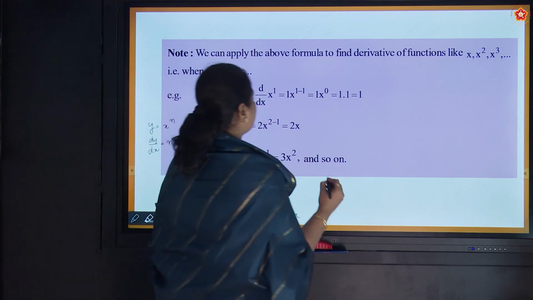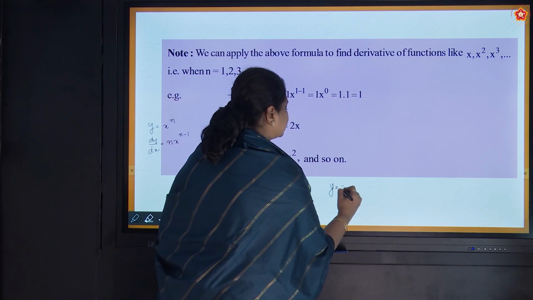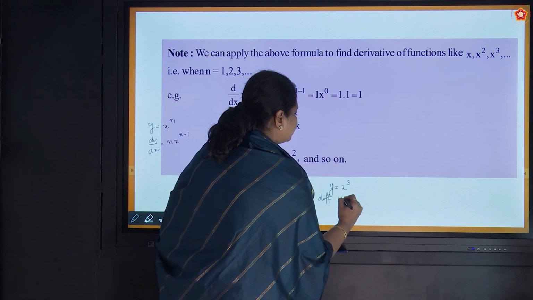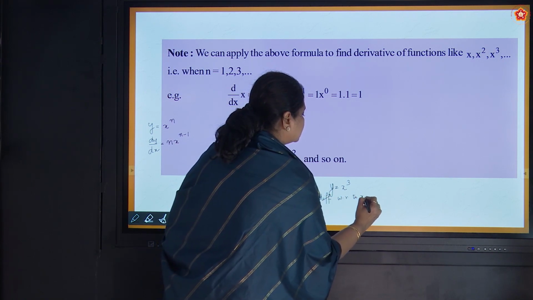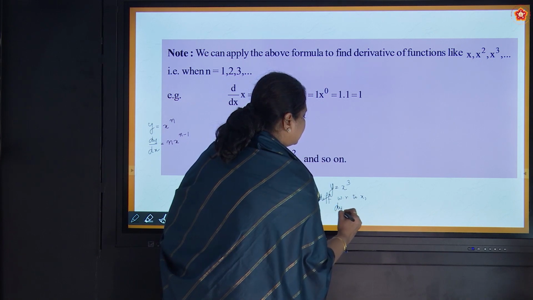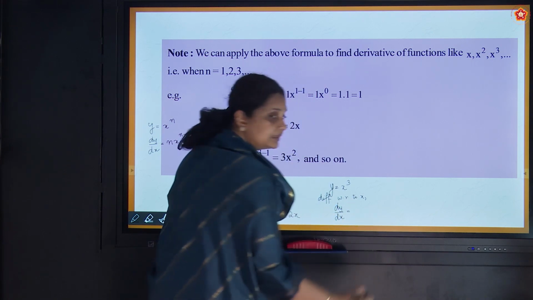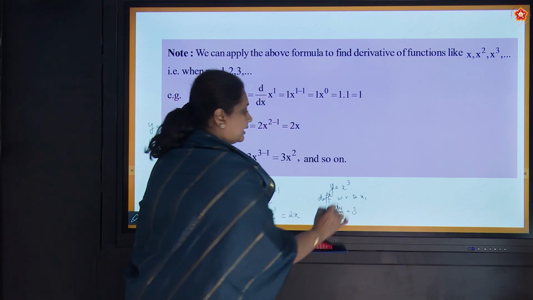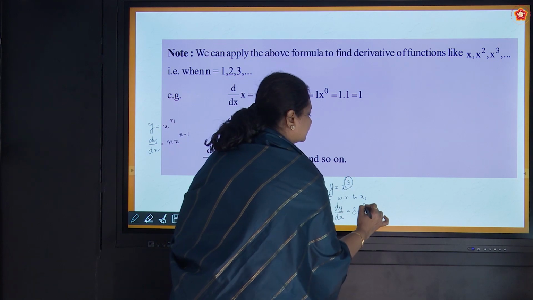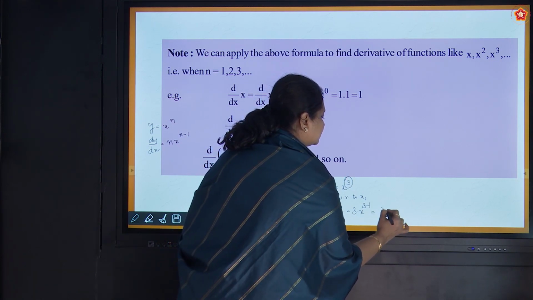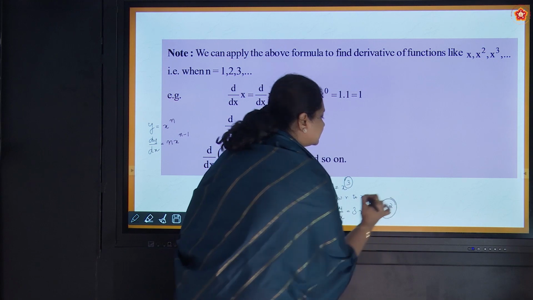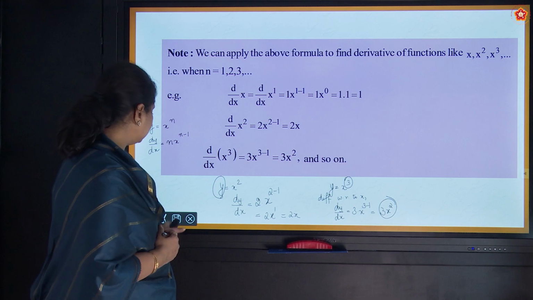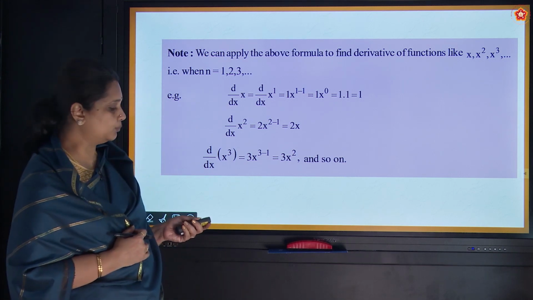Let's do the next one, x cube. When my y is x cube, when I differentiate with respect to x, I get dy by dx is equal to 3 into, I need to reduce 1 from the power. So that's 3 into x squared. That's 3x squared. So easy, isn't it? I hope you all understand. Let's move on.